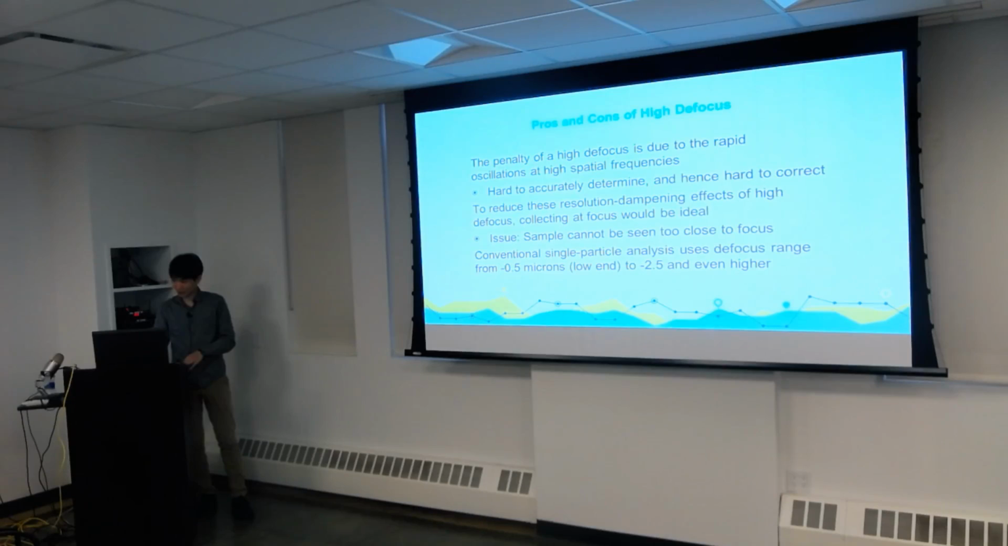Okay. So now I come to the pros and cons of a high defocus. The penalty of a high defocus, as we saw from the CTF fit, is that as you increase the defocus, you get a lot more oscillations, and the oscillations happen faster and faster at higher spatial frequencies. And at these spatial frequencies, because of the envelope function dampening, you get more noise, so it's harder to estimate the signal there. If you go up and down so many times, when you try to recover and estimate the CTF, you don't even know what is signal and what is not, so it's even harder to know what is up and what is down. So it basically scrambles all the information you have at these high spatial frequencies.